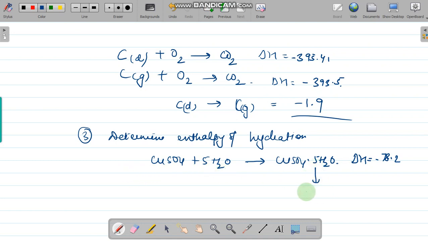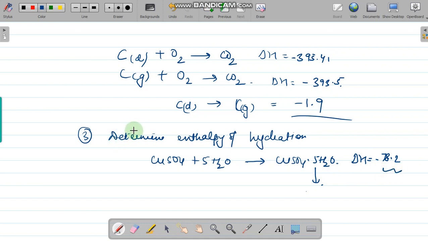In the next reaction, CuSO4 plus aqueous, you are going to do it, then again it is going to have more water. So this enthalpy is going to keep changing. When you calculate it, it is going to give this value only.